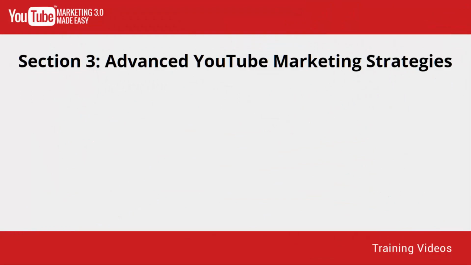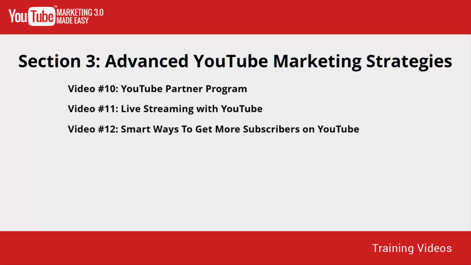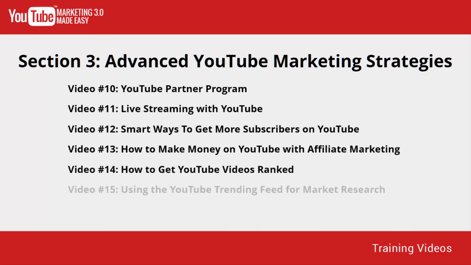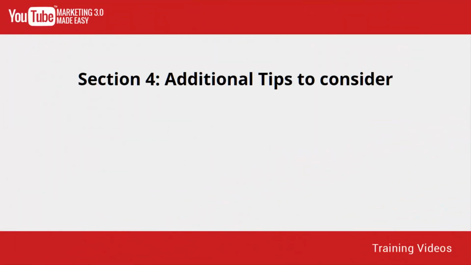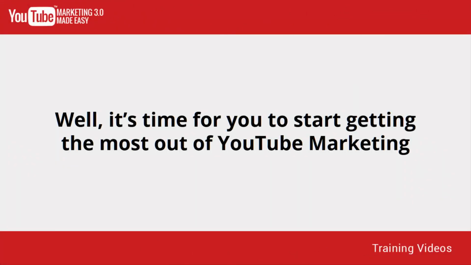Section 3. Advanced YouTube marketing strategies. In videos 10 through 16, we'll talk about YouTube Partner Program, live streaming with YouTube, smart ways to get more subscribers on YouTube, how to make money on YouTube with affiliate marketing, how to get YouTube videos ranked, using the YouTube trending feed for market research, YouTube for developers. Section 4. Additional tips to consider. In videos 17 through 20, we'll talk about do's and don'ts, premium tools and services to consider, shocking case studies, frequently asked questions.